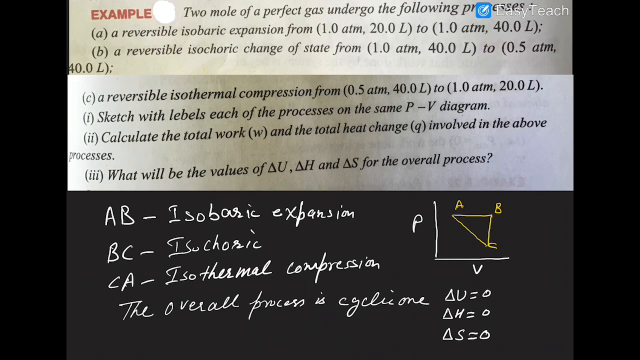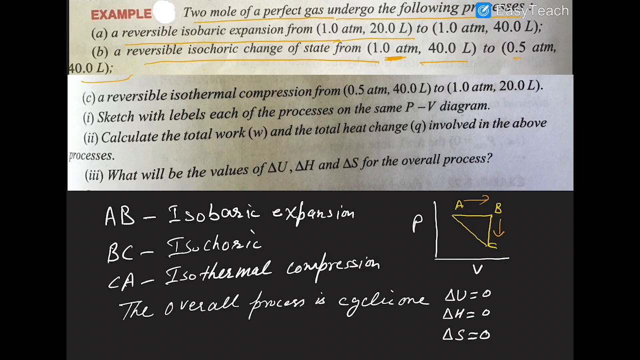Now, look at the next question. 2 moles of a perfect gas, that is an ideal gas, undergo the following processes: a reversible isobaric expansion from 1 atmosphere, 20 liter to 1 atmosphere, 40 liter. So this is A to B, an isobaric process. Next is a reversible isochoric change from 40 liters to 40 liters. So the volume is constant, but the pressure decreases from 1 atmosphere. So it is BC.